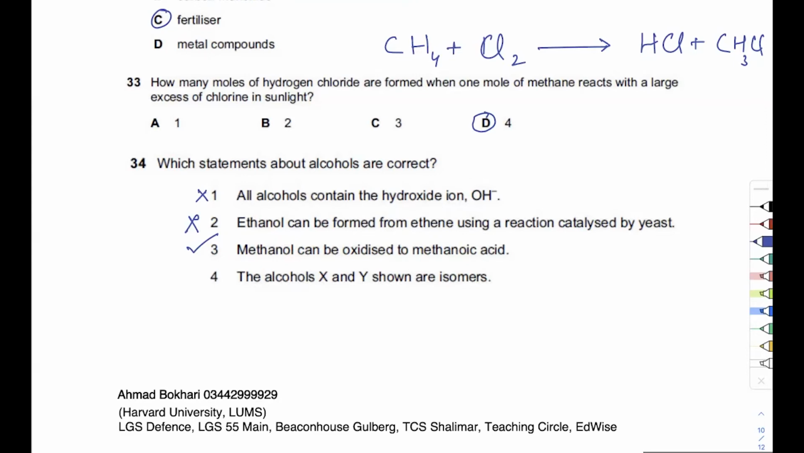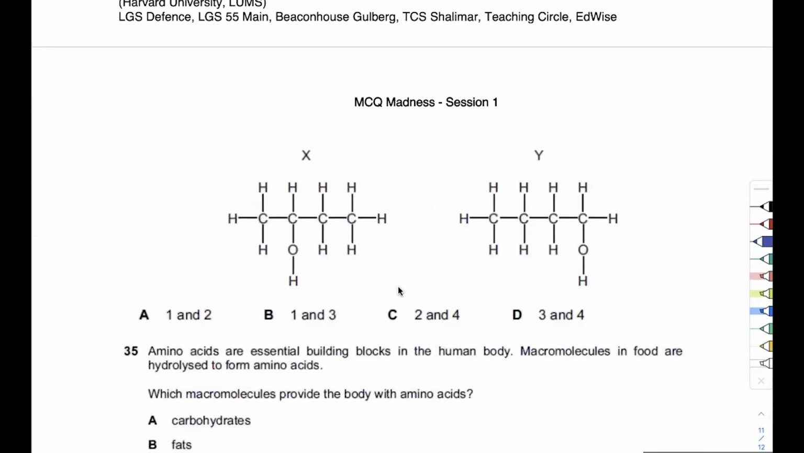Number 4, alcohols X and Y shown are isomers. Now, how do we know if something is an isomer? There are 2 cases in our syllabus where we know that these are isomers. Number 1, if they have a different arrangement of carbon. For that, what I usually suggest is that you start at one end of the molecule and drag the pencil to the other end without picking it up. So you can see that I have connected 4 carbons without picking the pencil up. Now, if in the other one I still have 4 but I can't connect them all, it might be an isomer. In this case, I can connect all 4. So based on this criterion, these are not isomers.